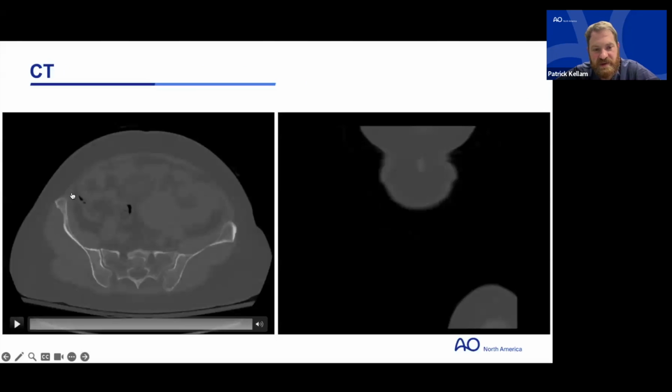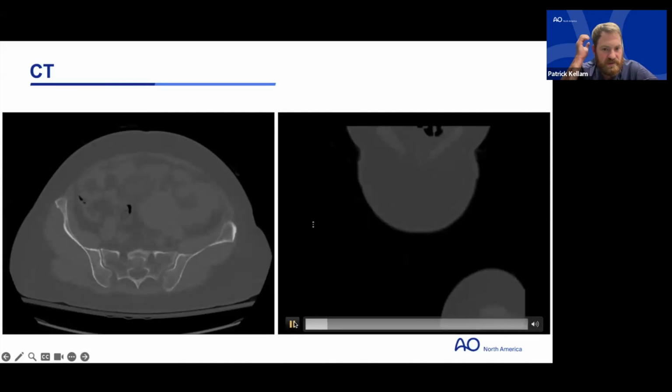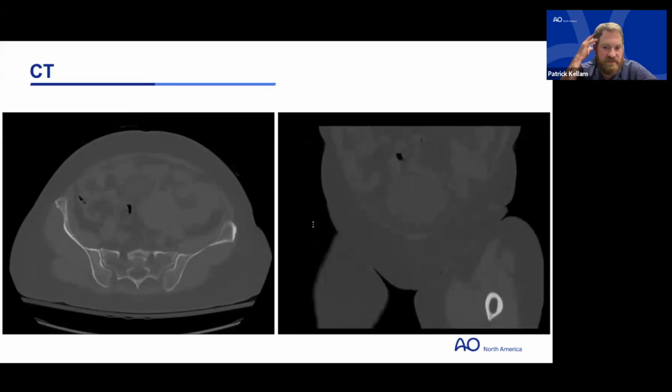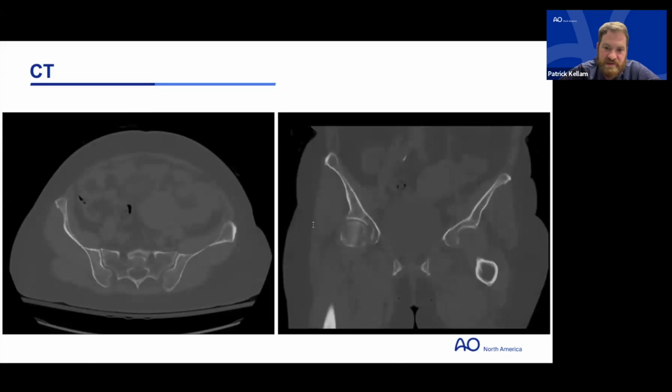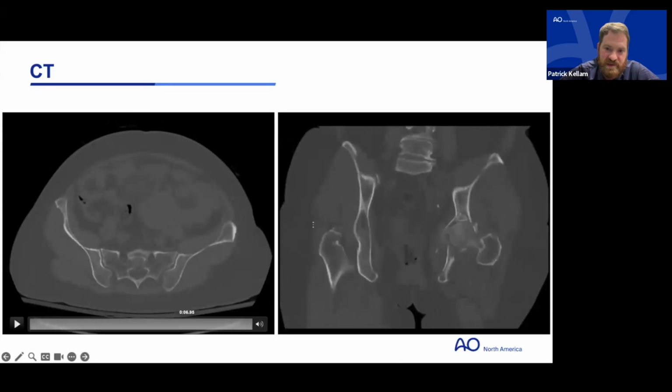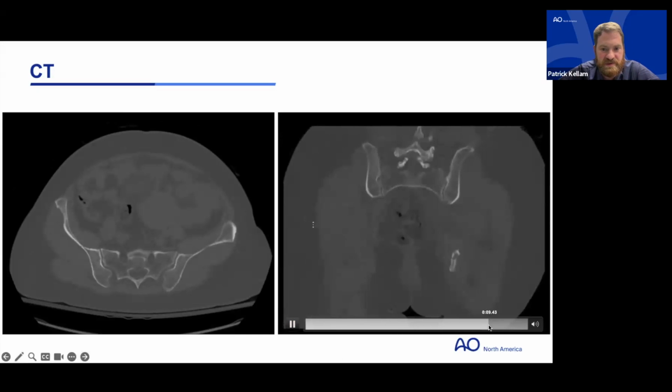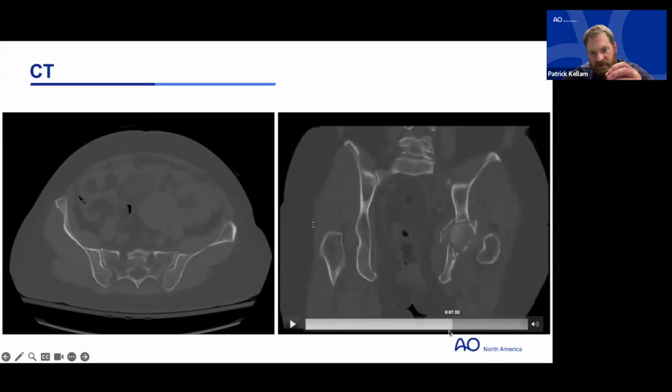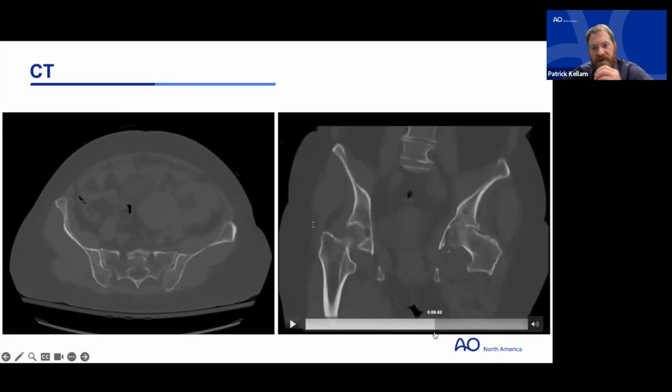But this patient's healthy and walks two to three miles a day. So we don't want to treat her non-operatively, or we want to give her the best functional outcome going forward. And we know that femoral head involvement in acetabular fractures portends a worse outcome. And as you can see there, there is some joint impaction, meaning the cartilage in the subchondral bone is separated from all the rest of the bone.